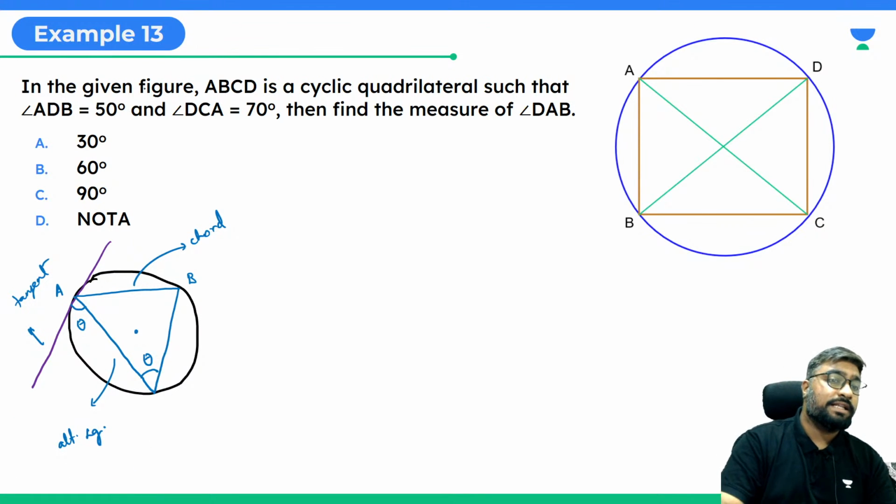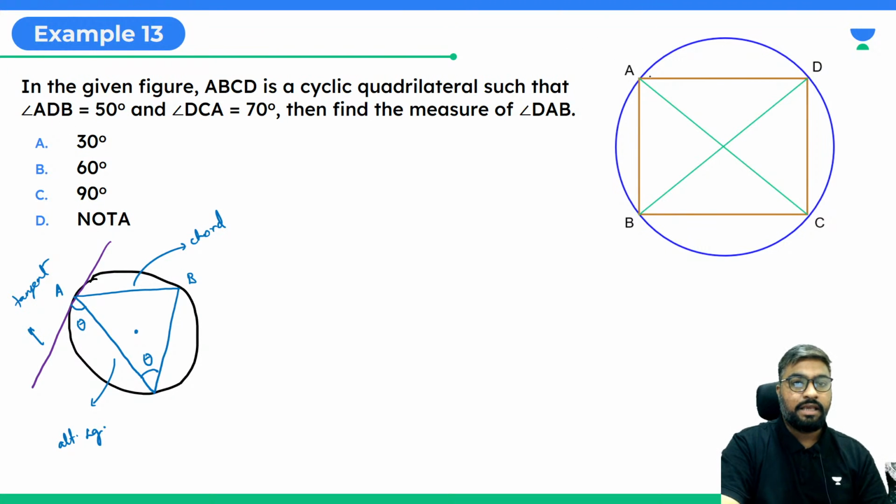Let's do this question. In the given figure, ABCD is a cyclic quadrilateral such that angle ADB, this angle, is how much? 50 degrees. Angle DCA, this angle, is 70 degrees. Find the measure of DAB. They are saying DAB, we have to find the full DAB. So can I say DAB is going to be equal to this angle plus this angle?